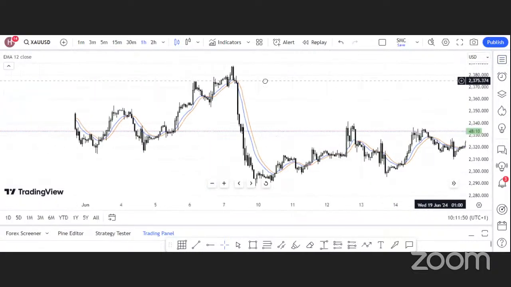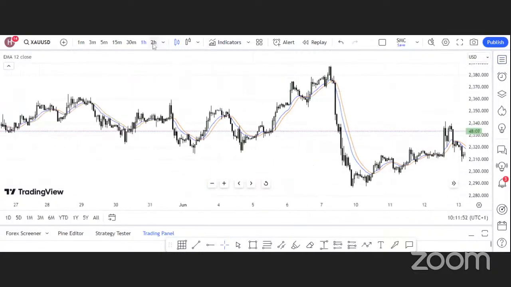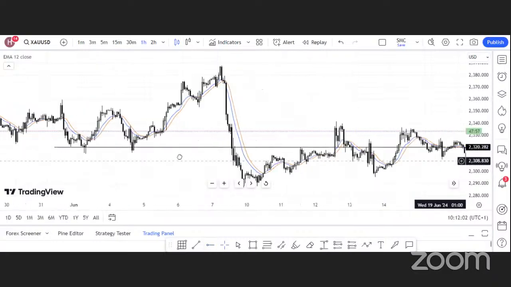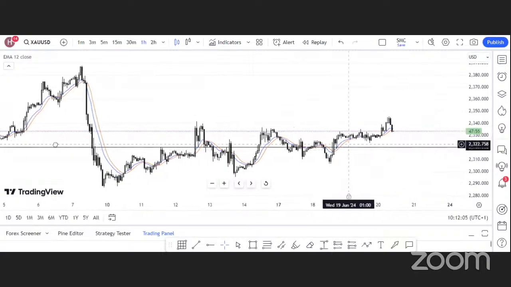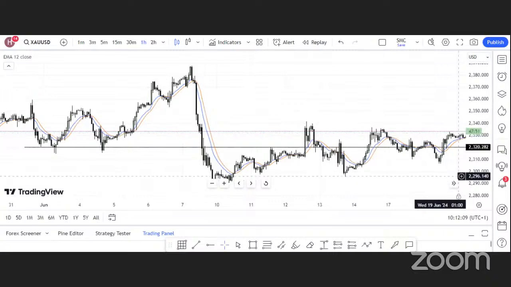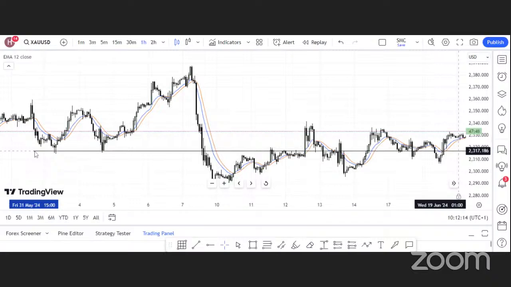And from the look of things, we had a break. Okay, a break of structure from this price point. So what this simply means is that the market will continue to sell. All right. After the break of this structure, we expect the market to continue to go down. All right. But another thing happened here.